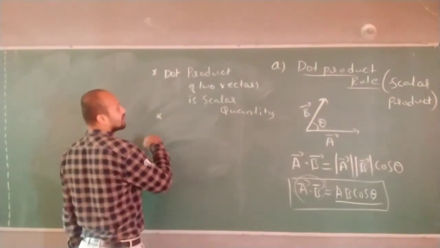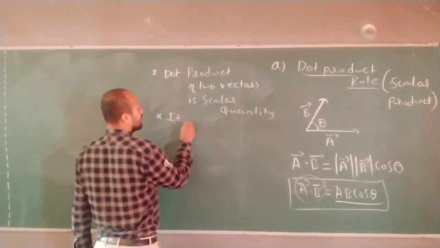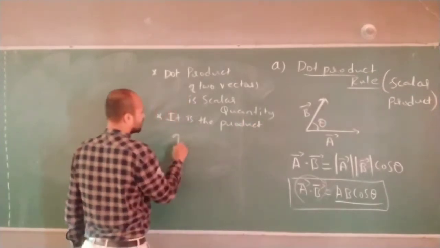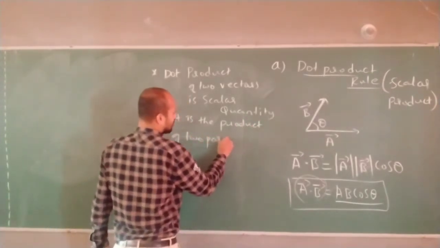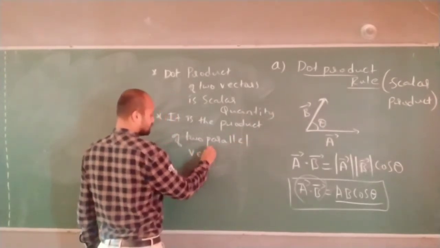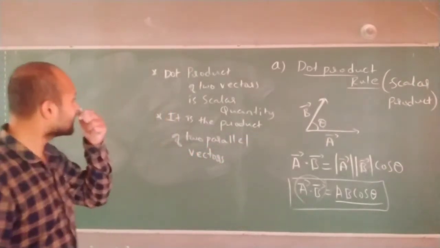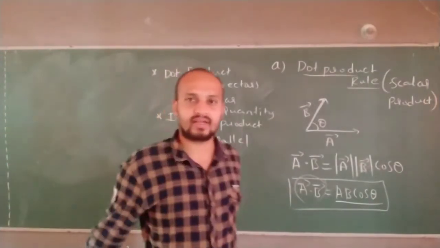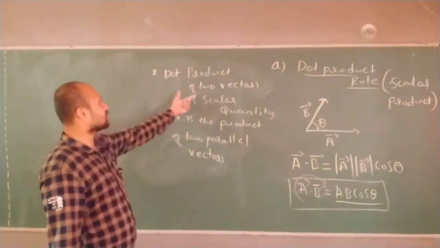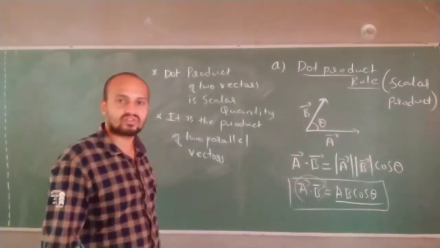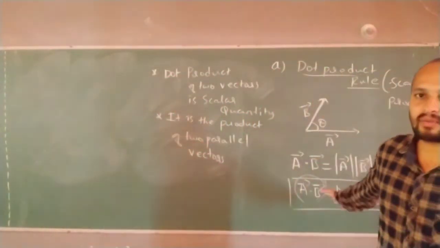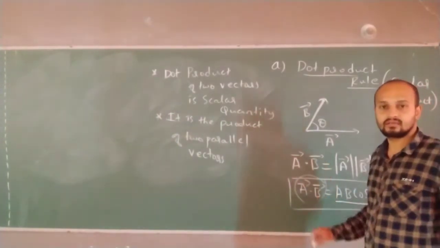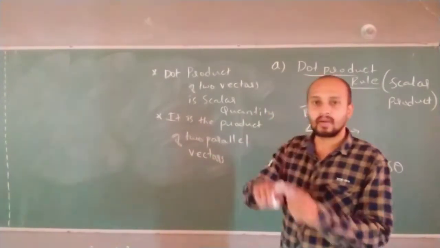What you are multiplying here is the product of two parallel vectors. These are the two key points I can give from this. So when I say dot product rule, you are multiplying two parallel vectors. Another thing is the dot product of two vectors is a scalar quantity. These two things you have to remember. This complete value will be a scalar quantity.